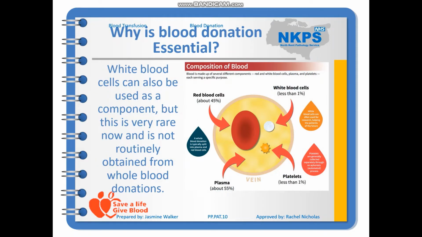I'm going to go through a couple of them. So as I said, white blood cells or granulocytes can also be used as a component, but this is very rare now and is not routinely obtained from whole blood donations anymore. You can see here I've included a picture of the composition of the blood. It's a very generic one where you can see you've got the red blood cells, you've got plasma, which is the yellow stuff which has a lot of important factors in it, platelets, and white blood cells.